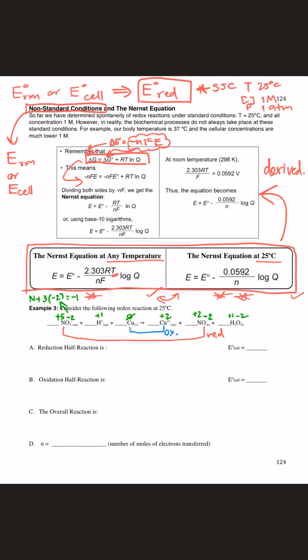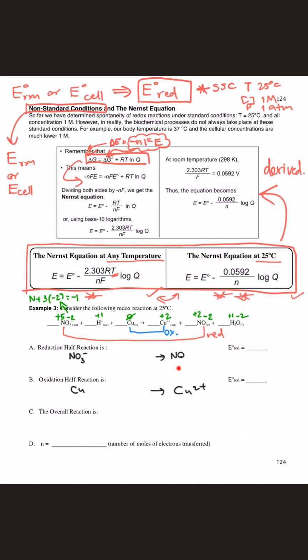So I'm going to start with the reduction half reaction. Let's start with NO3 minus. The pair of this is becoming NO. Another pair would be copper to copper 2 plus. You'll probably notice that I give a little bit of space because that's going to help me balance the equations. So let's take a look at the first one, the reduction half reaction.